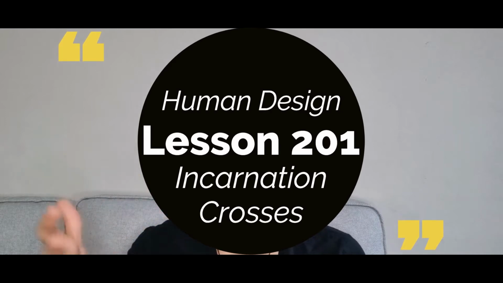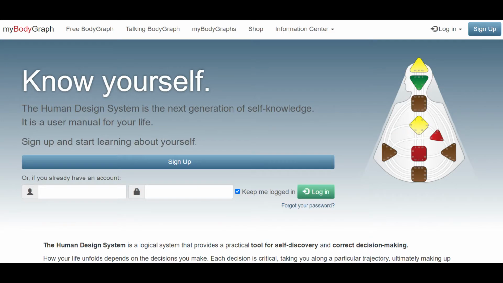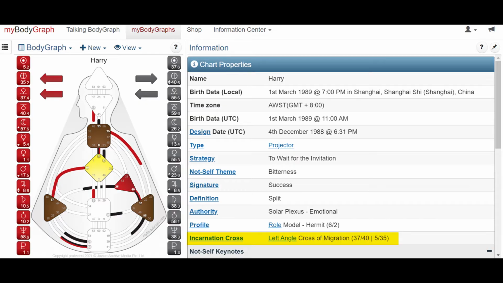So today's lesson is all about incarnation crosses. I'm pretty sure you've already started doing the lessons on 101, 102 and 103, right? When you've done it in mybodygraph.com, you most likely saw certain things inside the summary page. One of the things that is highly important is the incarnation crosses. You may be thinking, what is this incarnation cross and how is it important?